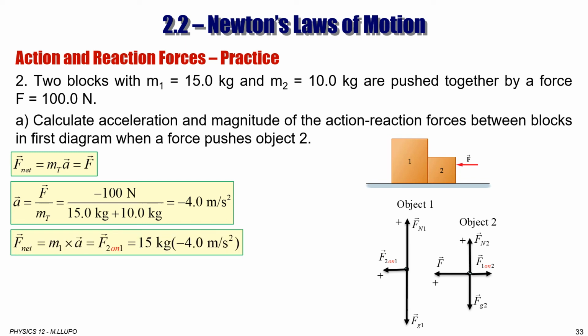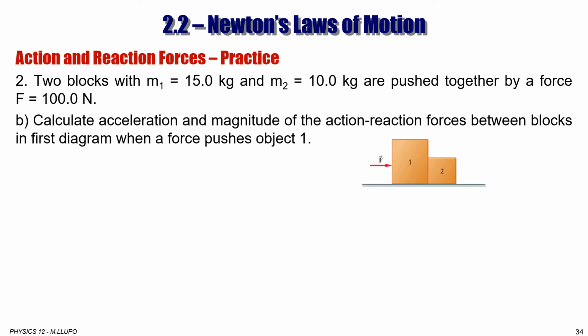We can use this acceleration to calculate F net on object 1. It's easier because the only force on object 1 is the force of 2 on 1. So we can calculate it, and we find that the force that object 2 is pushing 1 with is 60 Newton. Okay, remember that value, 60 Newton, and we can continue with the next direction.